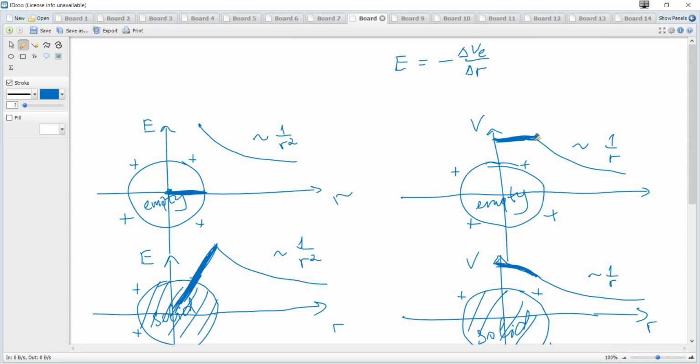So potential inside the hollow sphere is constant, and positive constant when it is positively charged, and hence decreases as 1 over r outside. When it would be negatively charged, this graph will be just reflected about the x-axis, or r-axis here.